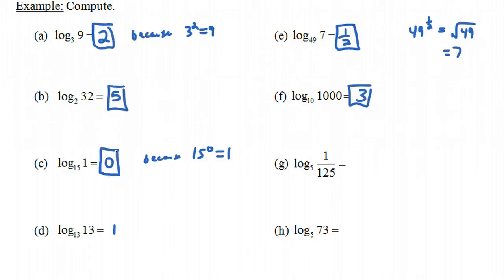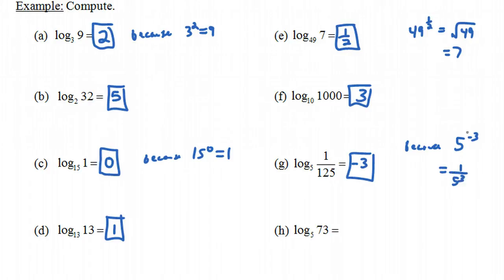Okay, the next one, log base 5 of 1 over 125. What is that? Well, 5 cubed, I know, is 125, but what would give you 1 over 125? Well, wouldn't 5 to the negative third power do it? Because 5 to the negative third power is the same thing as 1 over 5 to the positive third. Okay, that's how you deal with negative exponents. 5 to the negative third is like 1 over 5 to the positive third, or 1 over 125.